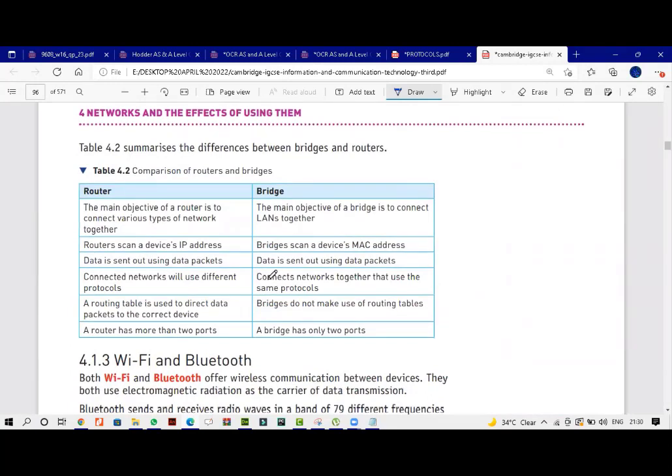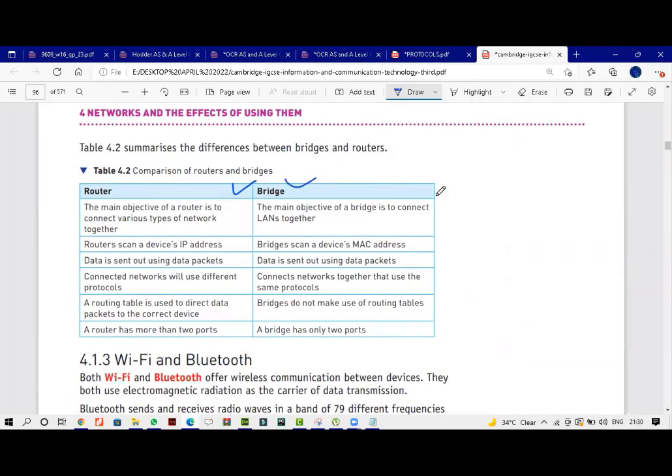We have over here a comparison between a router and a bridge, although it's a very weird comparison because they're totally different. You can go through this. It's not a big deal. We have discussed both of them.